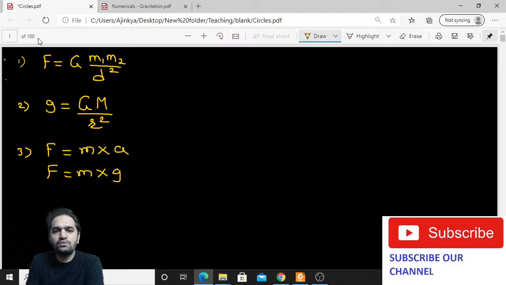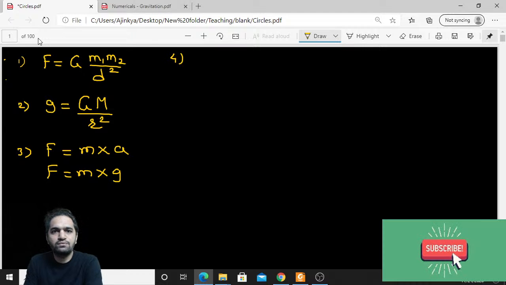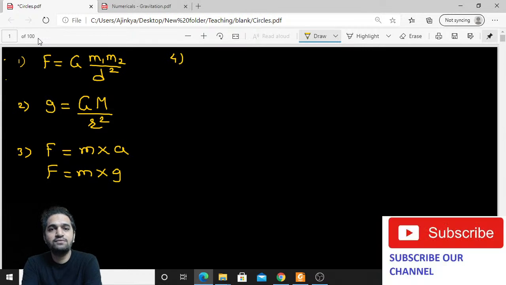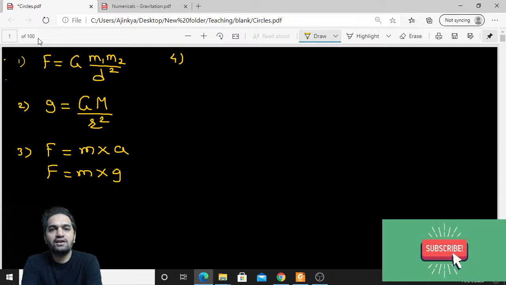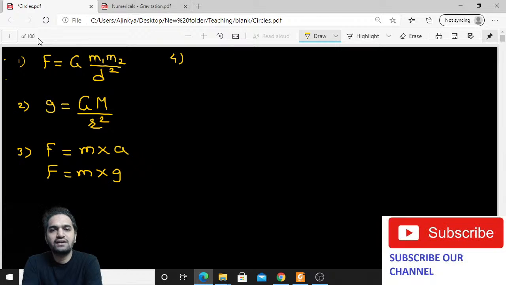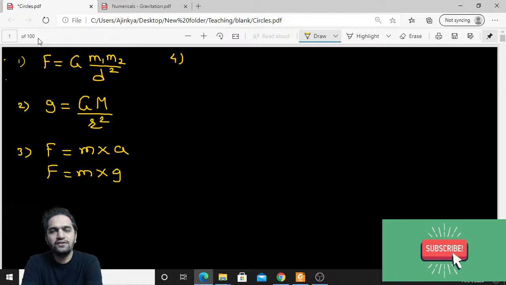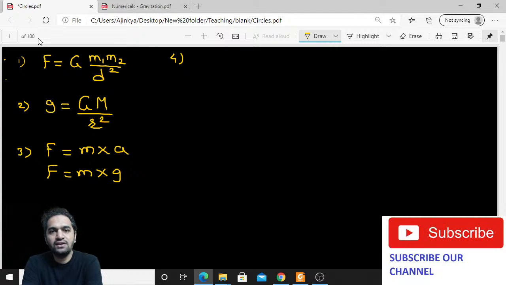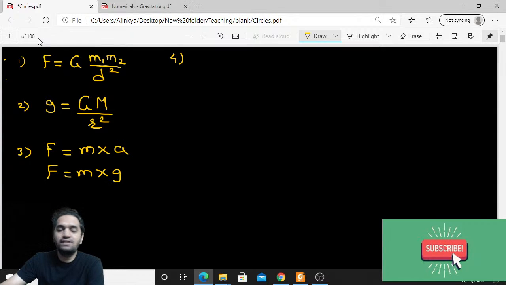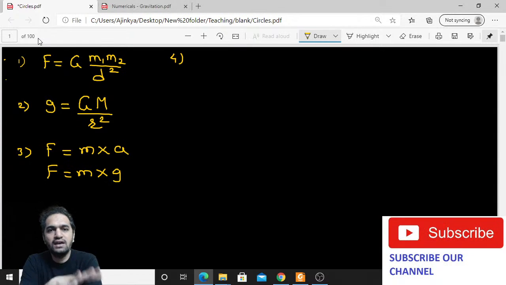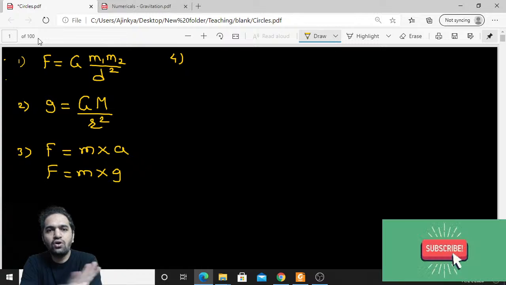The fourth formula which you are going to require is the three equations of motion. But the three equations of motion which you have understood in the lesson on motion, you have to change accordingly for this lesson. All you have to do is replace the acceleration a with acceleration due to gravity. That means in each of the three equations of motion you have to replace a with g. That is all that is required.